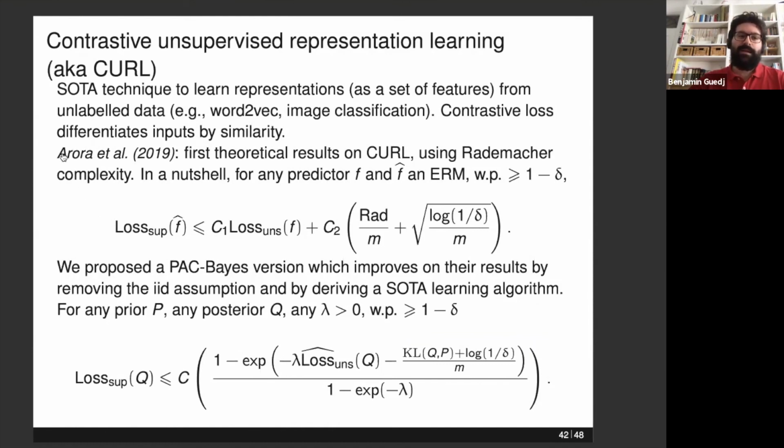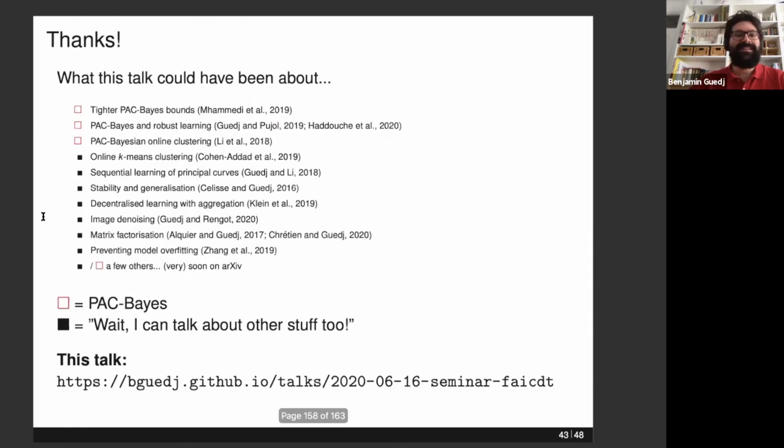A significant breakthrough is due to Arora and co-authors at last ICML, and they've shown this very nice bound between the loss in the supervised case, upper bounded by the loss in the unsupervised case, plus a complexity term with Rademacher complexities. So what we did was turn this into a PAC-Bayes bound, which is tighter and which allows us to drop the IID assumption as before. If you want more details, I think you're going to have to invite me again because I'm just running out of time. Okay, so I think that closes my talk.